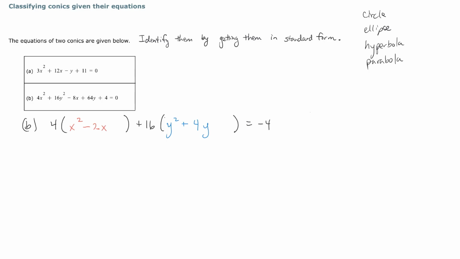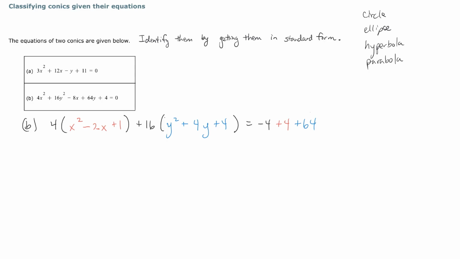Ready to complete the square now. We are going to add 4. Add 4 to both sides. And then we're going to add 64 to both sides. And now the equation is balanced. We react to this problem.